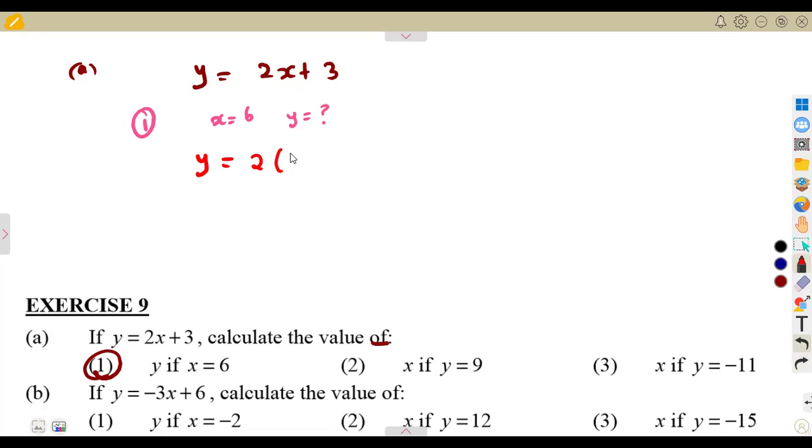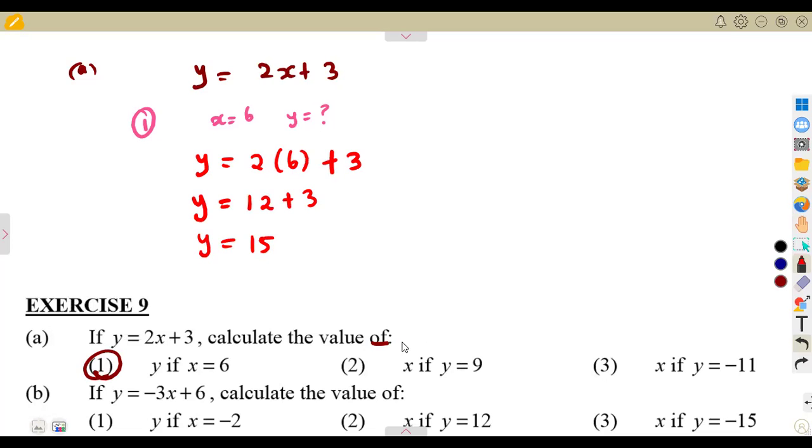So y is equal to 2 into x. That is, 2x means 2 times x. Then I'm going to add 3. So y is equal to 2 times 6, which gives us 12, plus 3. That means y is equal to 15.